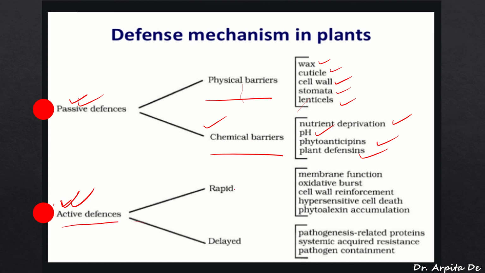Next, coming to active defense. Active defense can also be classified into two types: rapid and delayed. In rapid active defense, we see membrane function changes, oxidative burst, cell wall reinforcement, hypersensitive cell death, as I was just talking about, and phytoalexin accumulation. Then we come to delayed active defenses. What are they? Pathogenesis-related proteins or PR proteins, systemic acquired resistance, SAR, then pathogen containment.